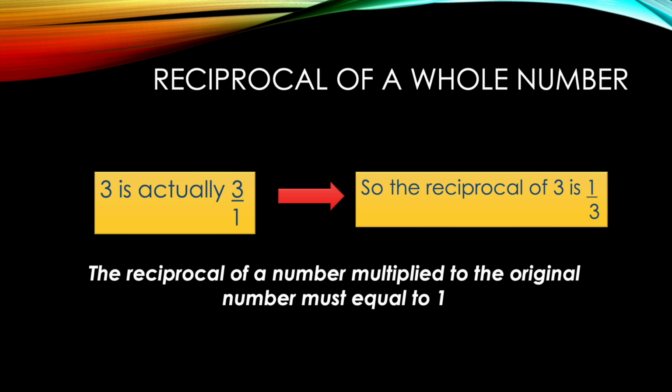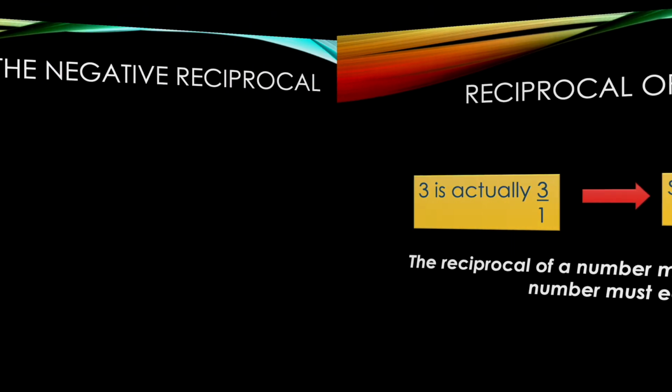And something else that you need to know is, if you take a number and multiply it by its reciprocal, it should be equal to 1. So for example, if I do 3 times 1 over 3, I get 3 over 3, which is equal to 1. That's also how you know what a reciprocal is or if the reciprocal is correct.